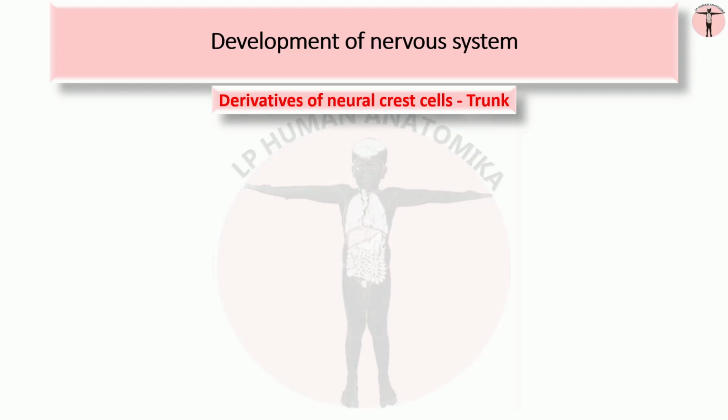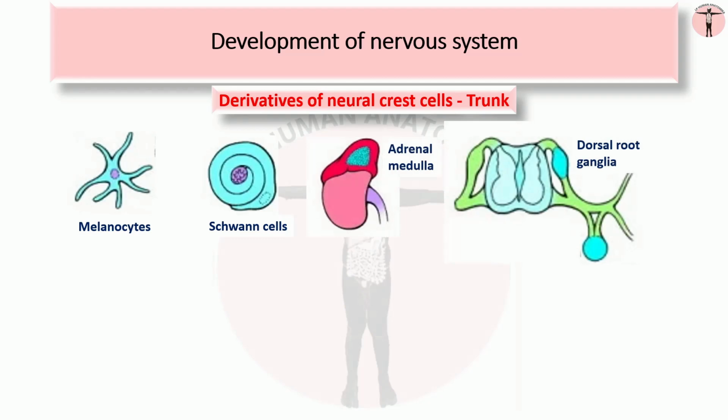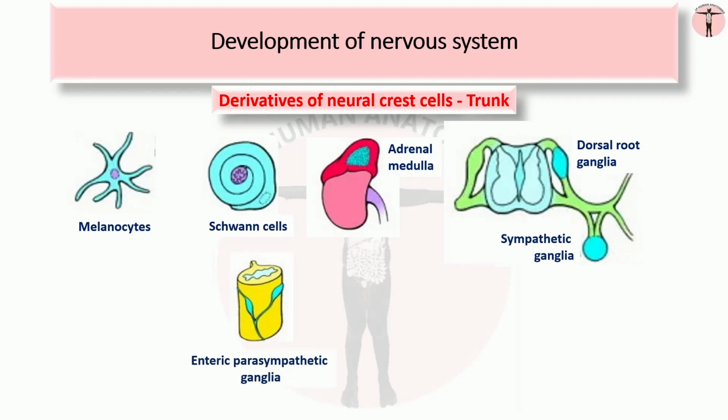Neural crest cells in the trunk region develop into melanocytes, Schwann cells of all peripheral nerves, chromaffin cells of the adrenal medulla, dorsal root ganglia, postganglionic cells of sympathetic chain ganglia, enteric parasympathetic ganglia of the gut, that is Meissner's and Auerbach's plexus of cranial nerve 10, and pre-aortic or postganglionic cells of parasympathetic ganglia in the abdominal and pelvic cavity.